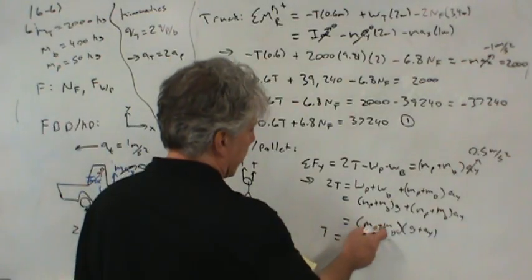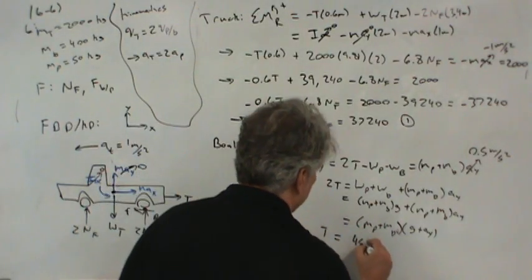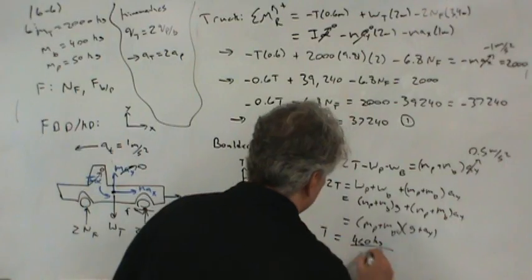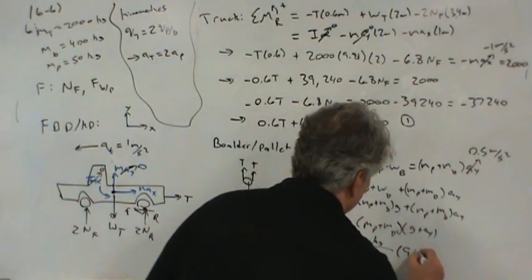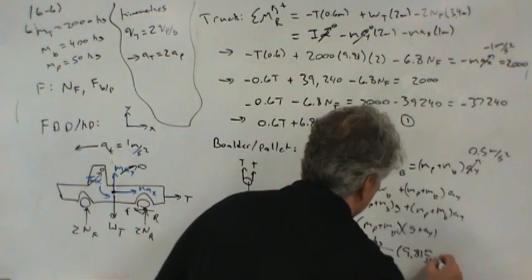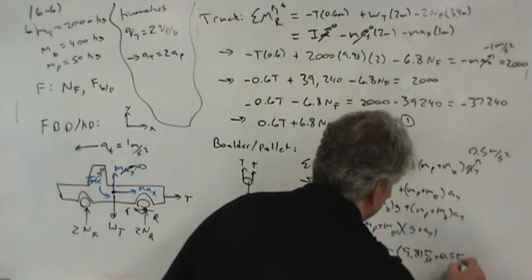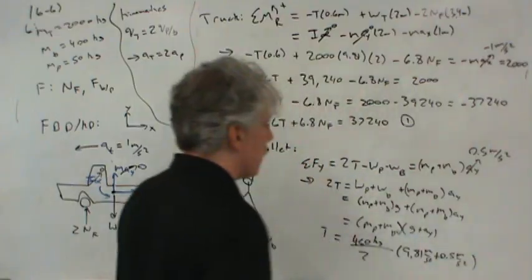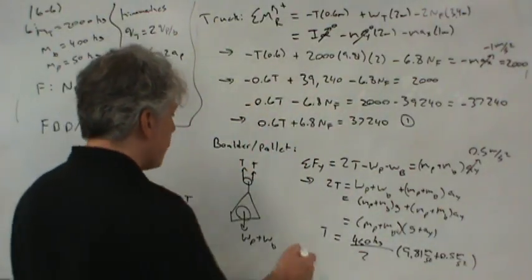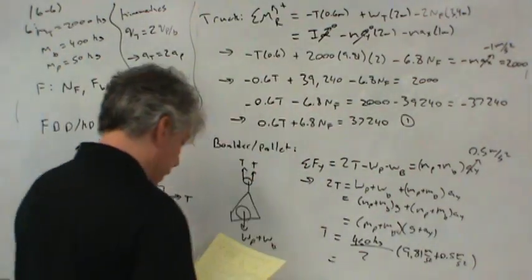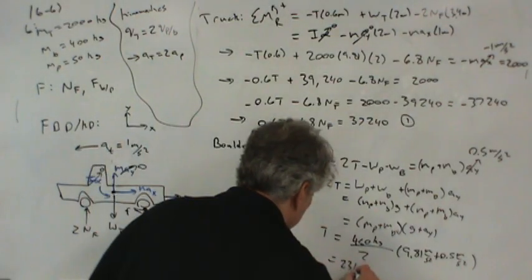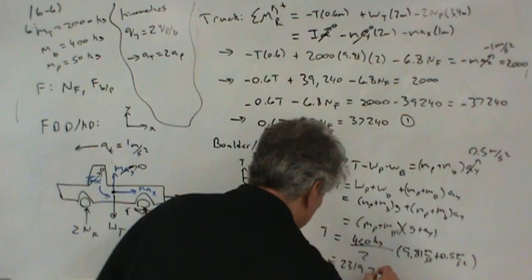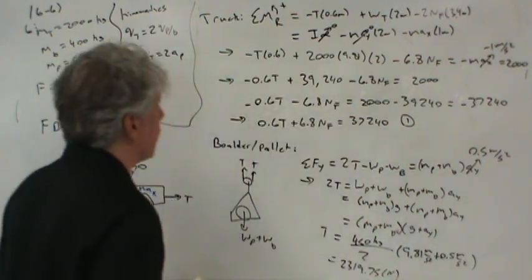The sum of the mass of the pallet and boulder is just 450 kilograms. We've got to divide by 2 to get that factor on the other side, and then multiply by g, 9.81 meters per second squared, plus 1/2 meter per second squared of acceleration. And so the tension in the ropes comes out to 2,319.75 newtons. So there's the tension of the ropes.